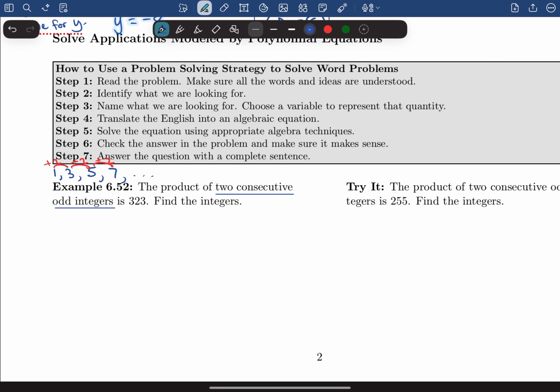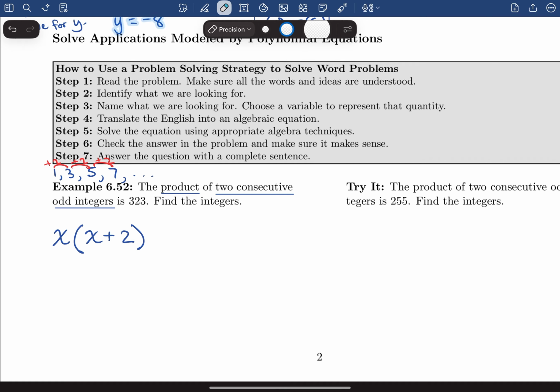Now, if I'm using algebra for this, and I don't know what the first odd integer is, I just call it x. But I want to take the product of these two consecutive odd integers, so I'm going to multiply that x with 2 more than what it is, because I know that's the next consecutive odd integer. So I've written x times x plus 2 as the two consecutive odd integers, and I'm multiplying them. This is x times x plus 2, and it is equal to 323.